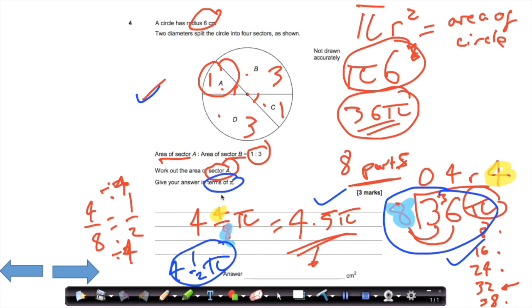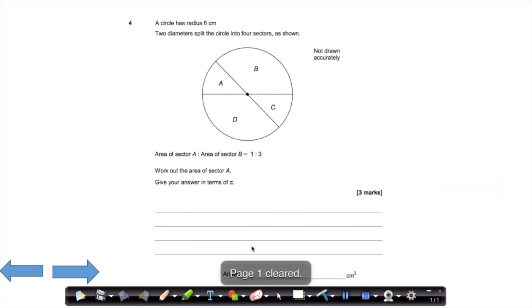Give your answer in terms of pi. Very important to remember that if it asks for that, leave it in terms of pi. Don't try and work it out. Very painful if you haven't got a calculator when you see students trying to work out 4.5 times 3.141592 and so forth. So please don't do that. That's question 4.